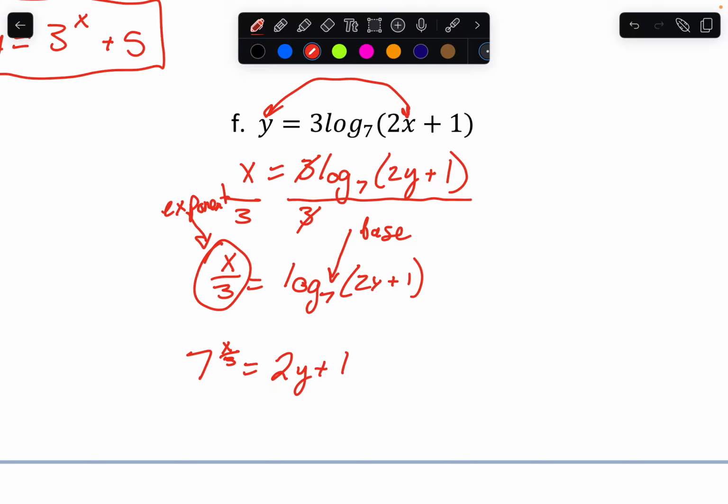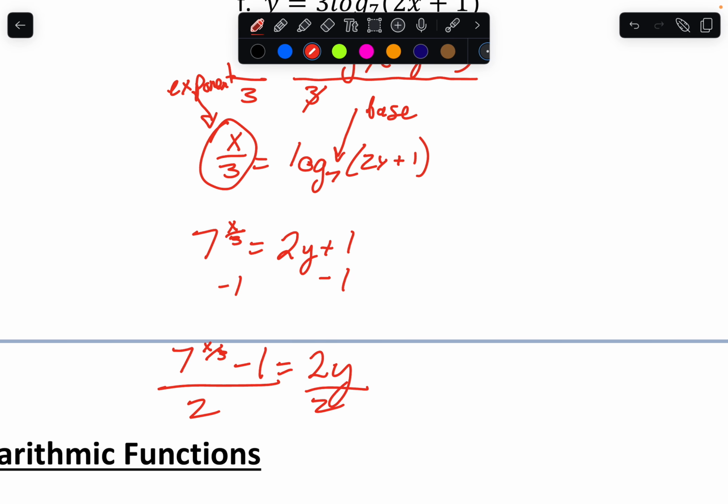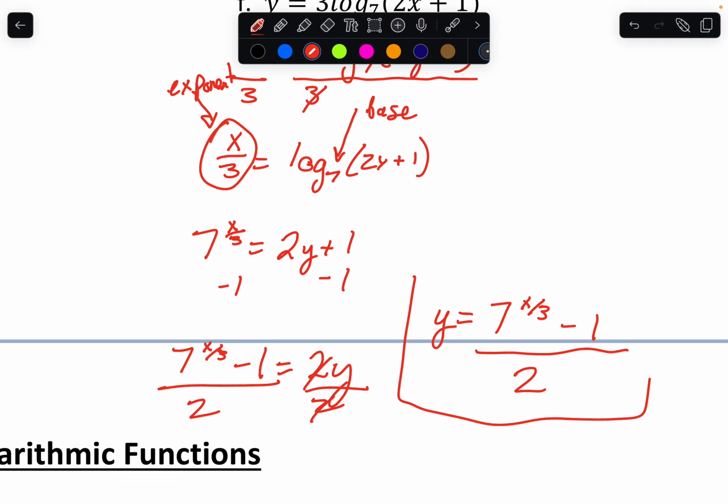Okay, and then what we'll do is just work on getting the y by itself. So I've got to subtract 1 from both sides. We'll end up with 7 to the x divided by 3, that's all up in the exponent, minus 1, equals 2 times y. And then all I have to do there is divide everything by 2. I'm just going to leave it like that. So the 2's cancel out here, and I get y equals 7 raised to the x divided by 3 minus 1. Again, that minus 1 is not in the exponent, all divided by 2. And that's all we're going to do there.